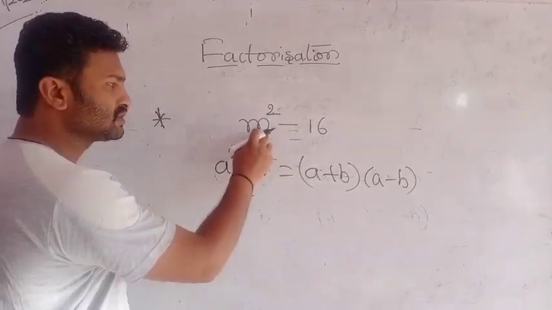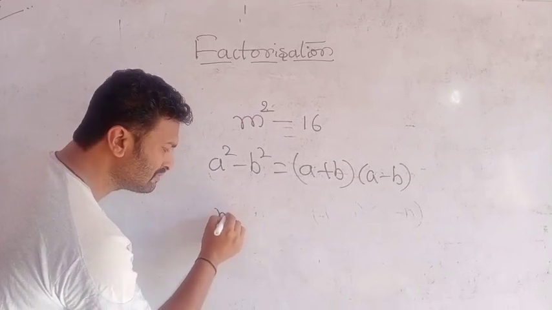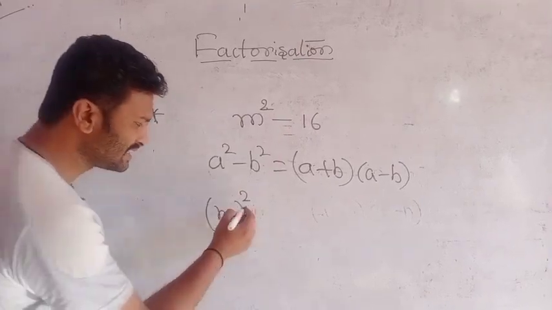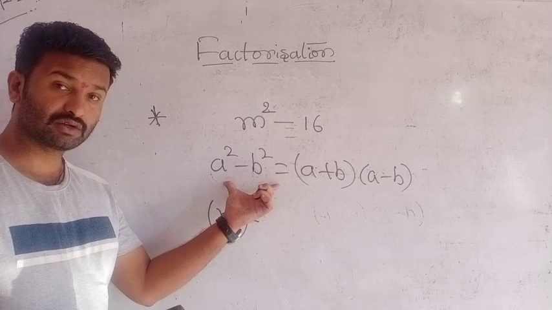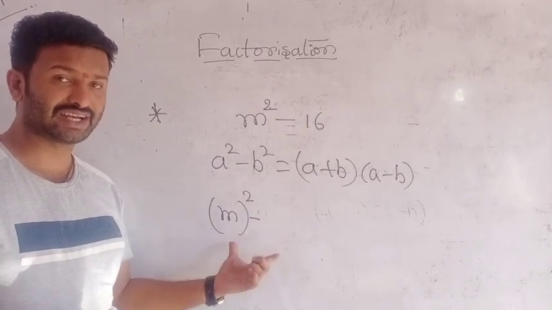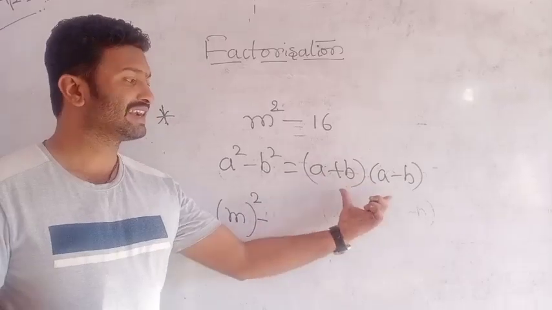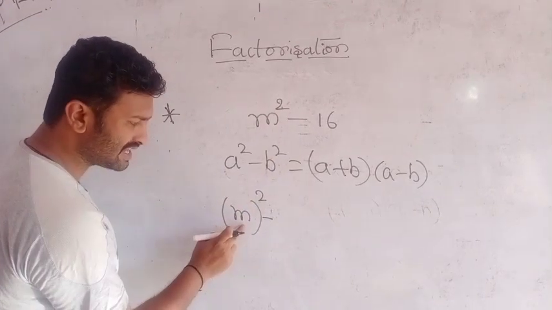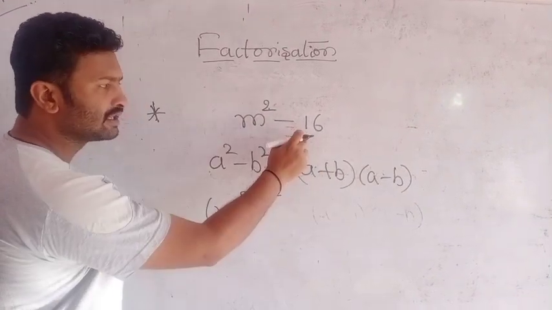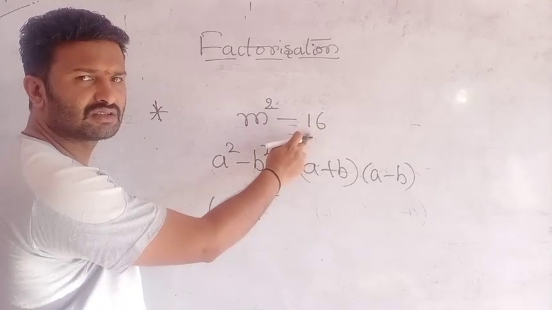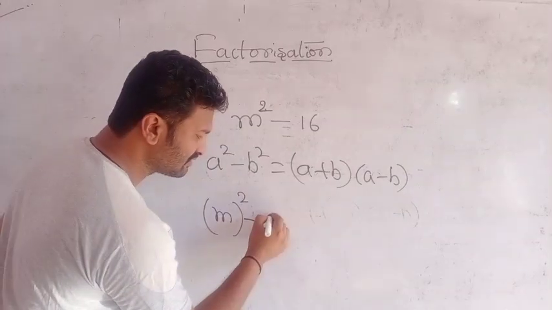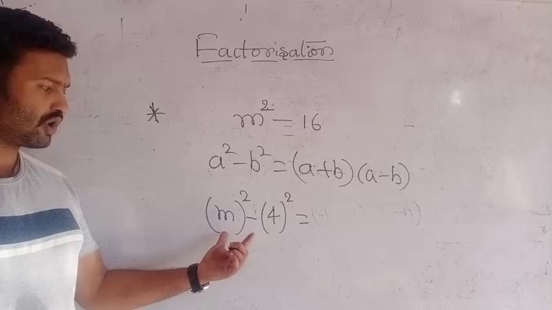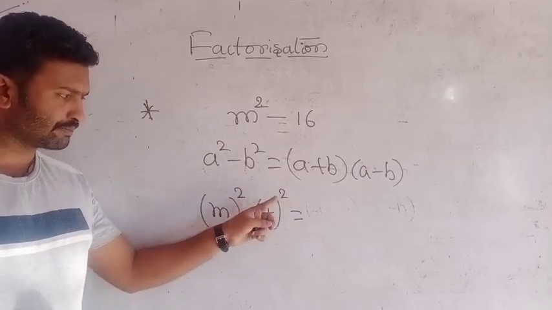This m square can be written as m whole square. I am writing with the help of the identity, then only we will get the factors of this expression. This m square can be written as m whole square, minus. This 16 is a perfect square number, right? Then this 16 can be written as 4 whole square. Clear? Now we got it in the form of a square minus b square.